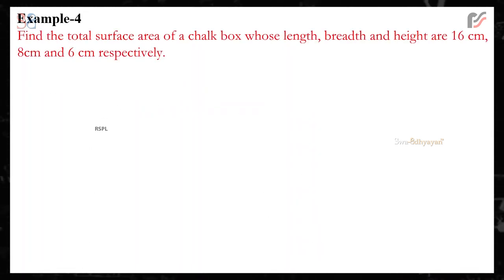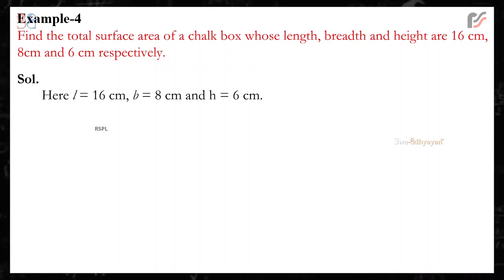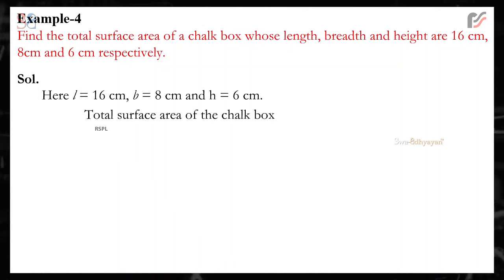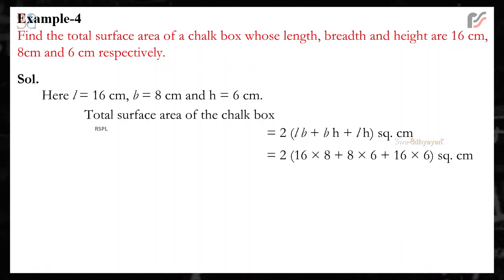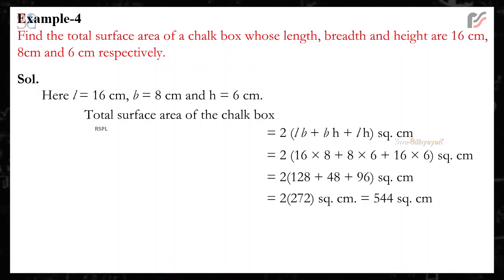Example 4. Find the total surface area of a chalk box whose length, breadth and height are 16 centimeters, 8 centimeters and 6 centimeters respectively. Solution. Here l is equal to 16 cm, b is equal to 8 cm and h is equal to 6 cm. Total surface area of the chalk box is equal to 2(lb plus bh plus lh) square centimeters. This is equal to 2(16 into 8 plus 8 into 6 plus 16 into 6) square centimeters, which is equal to 2(128 plus 48 plus 96) square centimeters, which is equal to 2 into 272 square centimeters, that is equal to 544 square centimeters.